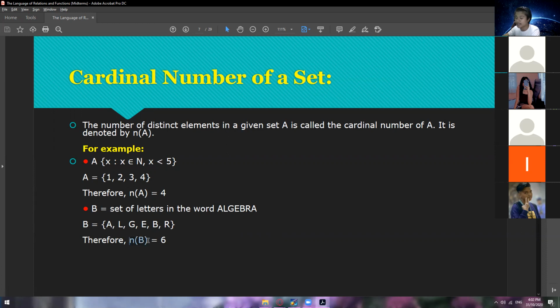Okay, you can write that as something like this. And as the groupings or parentheses, B is equal to 6. Okay? So, that's it for cardinal number.